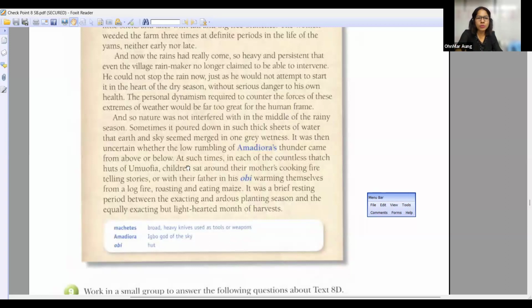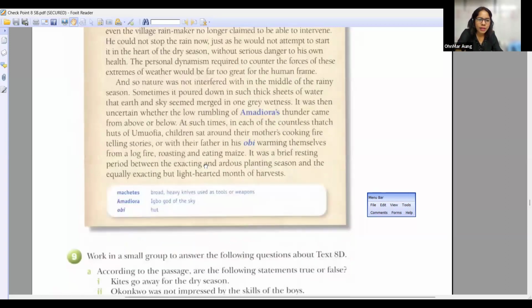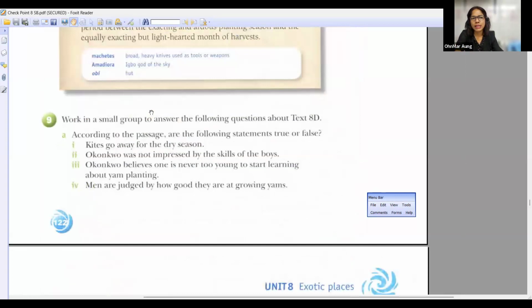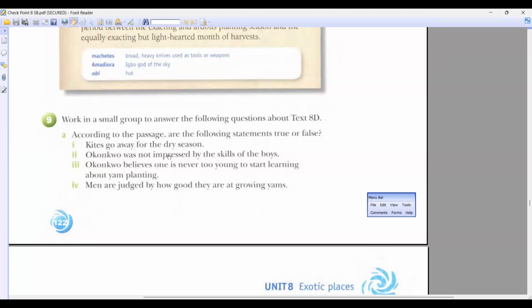All right, you know this reading briefly, and I want you to do exercise number 9. Work in small groups to answer the following questions about text 18. True, false. 1 to 10, you need to read the text and write true or false. Can you do it? Yes. You can read number 1. I will do it as an example.